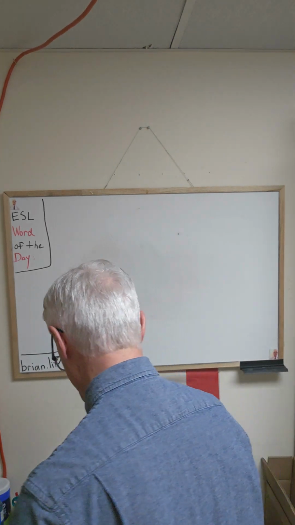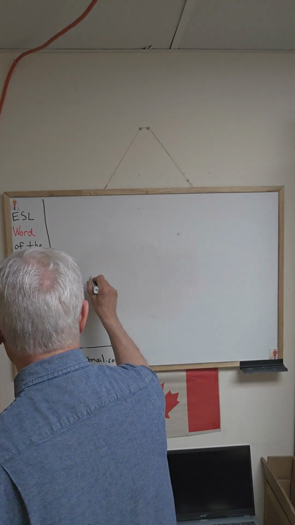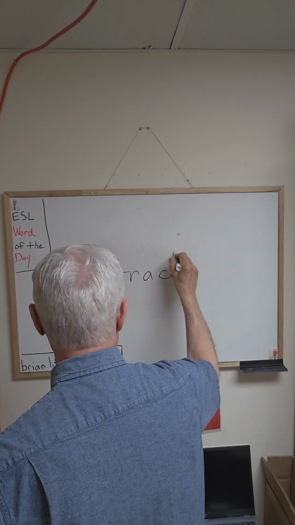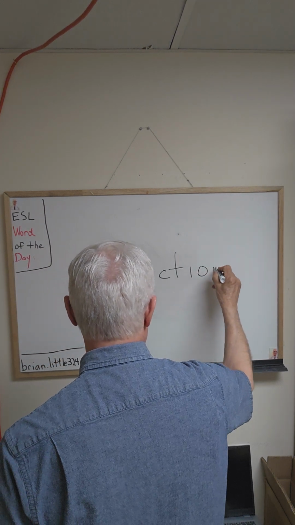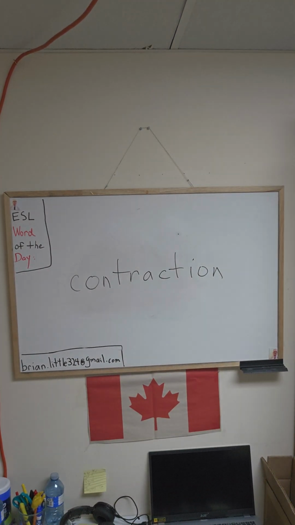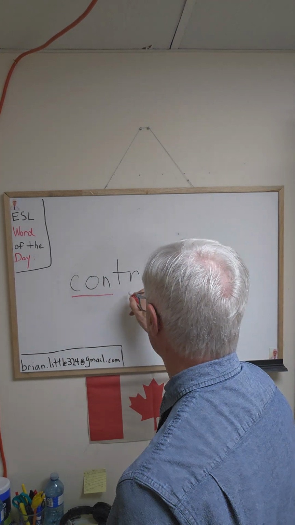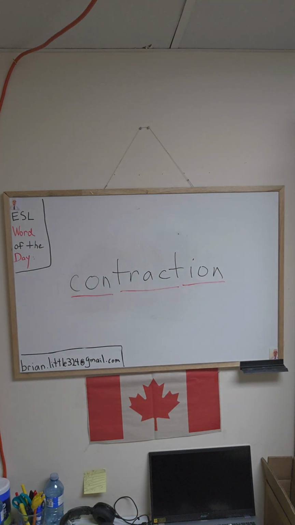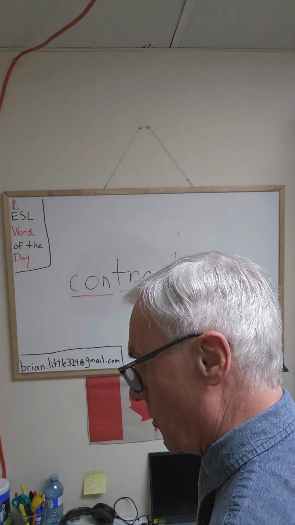Contraction. How do we spell contraction? Contract. Shun. Take a look. Contraction. Three main syllables for the word contraction. You see what I mean?